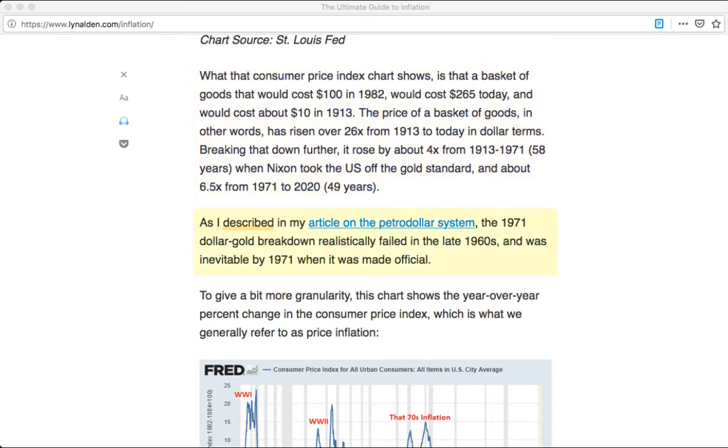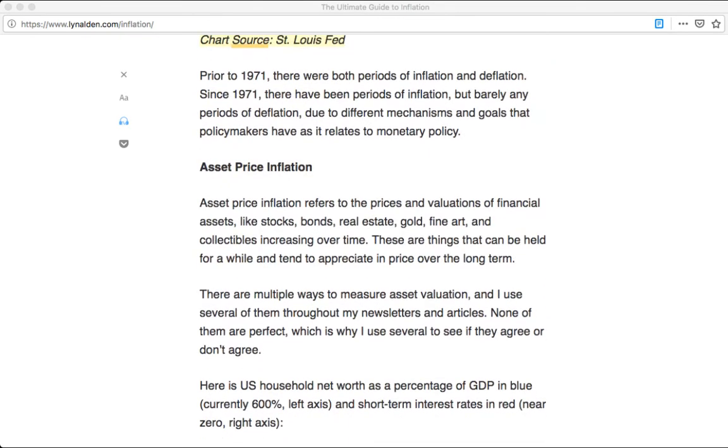As I described in my article on the petrodollar system, the 1971 dollar gold breakdown realistically failed in the late 1960s, and was inevitable by 1971 when it was made official. To give a bit more granularity, this chart shows the year-over-year percent change in the Consumer Price Index, which is what we generally refer to as price inflation. Chart source: St. Louis Fed.